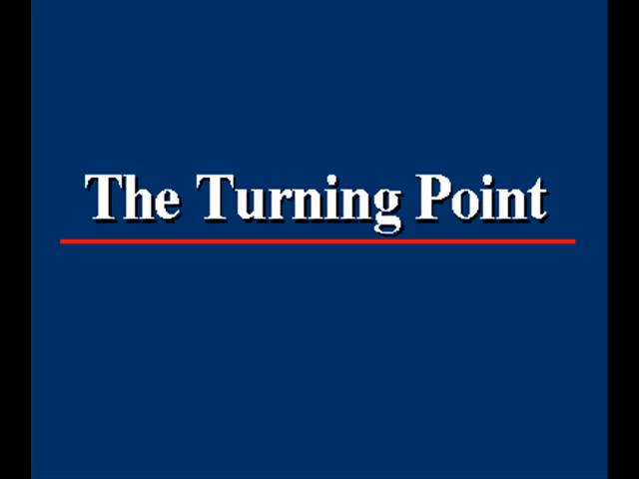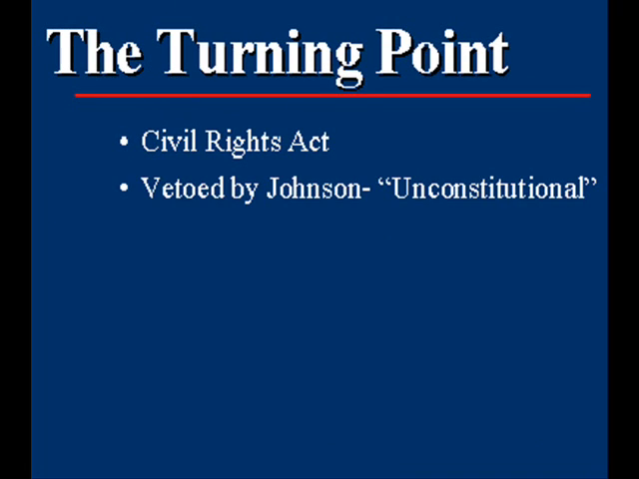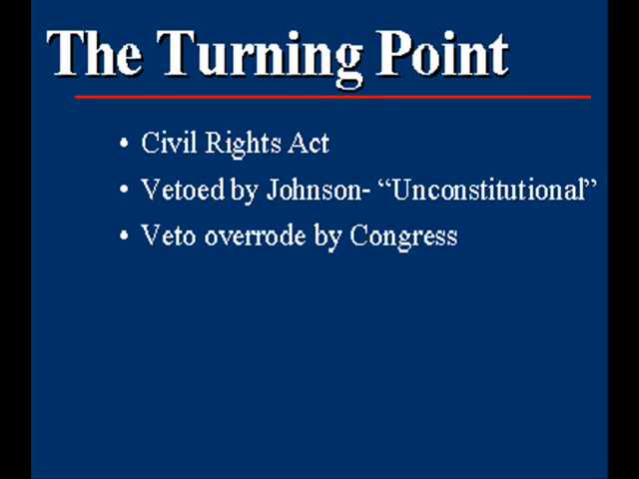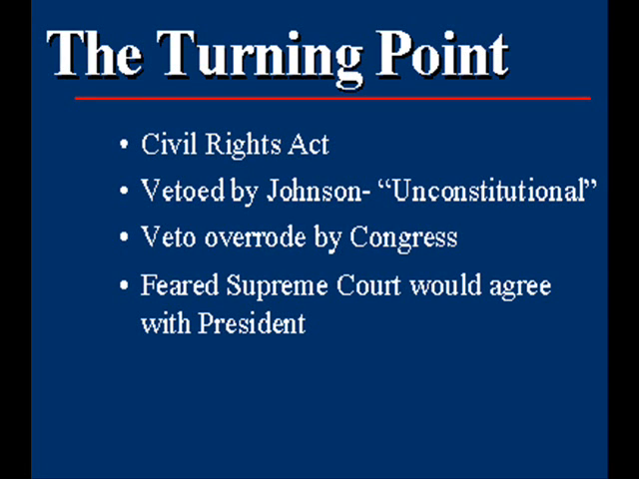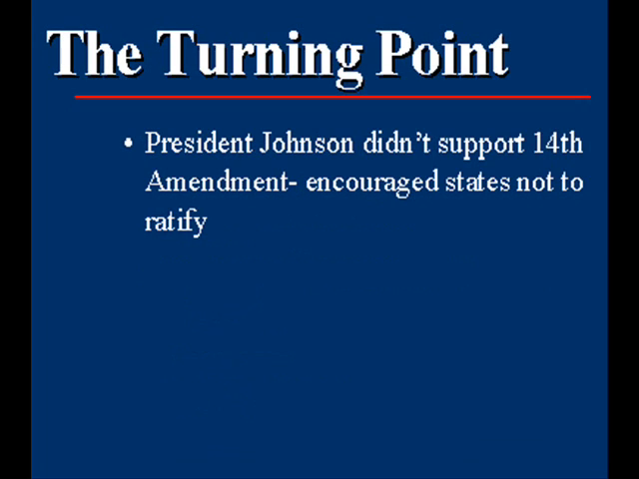In April 1866, Congress passed the Civil Rights Act that declared freedmen were U.S. citizens entitled to full and equal benefit of the laws. Johnson vetoed this act, stating it was unconstitutional and granted the federal government power at the expense of the states. Congress, however, overrode this veto, but fearing that the Supreme Court might agree with the president, having to do with checks and balances, proposed the 14th Amendment, which guaranteed citizenship to the blacks. Johnson did not like the 14th Amendment and encouraged southern states not to ratify it.